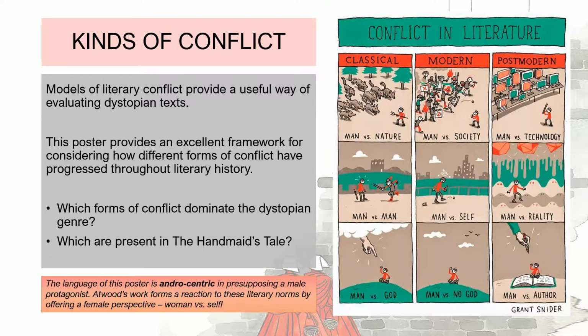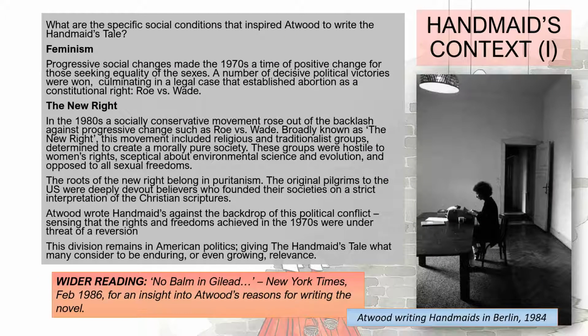centered around male norms. So let's look specifically then at some of those specific political and social contexts for the Handmaids. And on this first slide, I'd like to characterise the political conflict behind the Handmaids in terms of feminism against what we can call the new right. You will know that during the 20th century, terrible things happened, but also there was a progression in rights for many groups that had been previously marginalised.